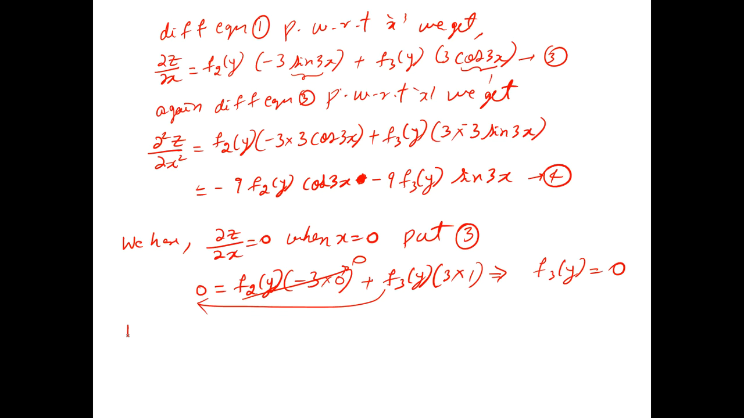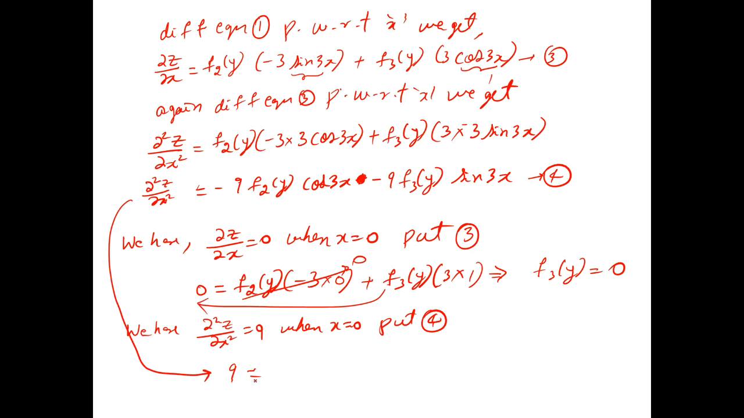Okay, similarly now I am going to take the next condition, ∂²z/∂x² = 9 when x is equal to 0. I am going to put this in equation 4, because here we have ∂²z/∂x². So this term is again 0. Immediately you have to see ∂²z/∂x² is 9. Look at the question. It is given as 9. So I'm going to substitute here 9. So 9 is equal to, I'm going to substitute in this equation, students. 9 is equal to, here again, minus 9 f2y.